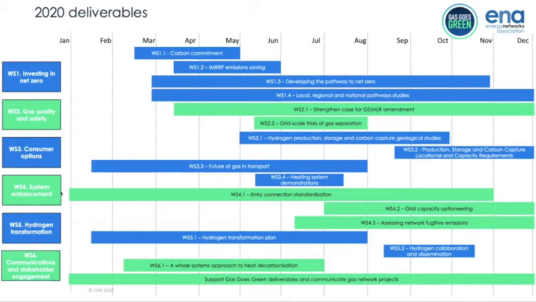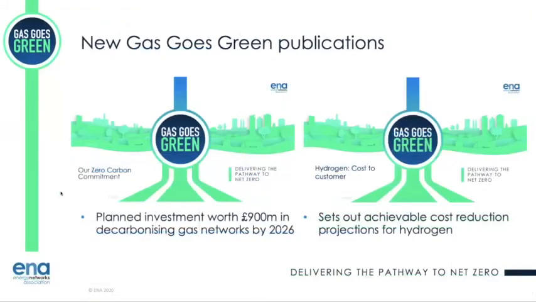And the final thing on the next slide I just wanted to draw your attention to is two reports that were published in the last few weeks. So on the left there, our zero carbon commitment. So that's setting out the network plans for investment in RIIO-2. And the second report, our hydrogen cost to consumer research. This is really making the point that whilst both blue and green hydrogen are required to meet UK's energy needs, blue hydrogen can really act as a vehicle for accelerating green hydrogen production, and indeed for leading to lower costs in the long run.